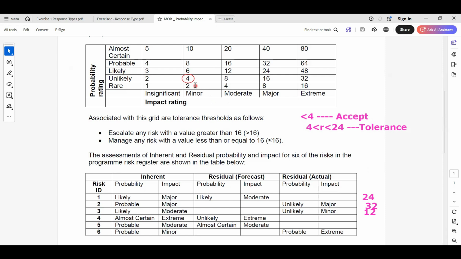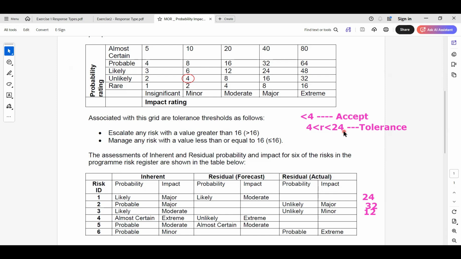Fine. We can accept. If the risk is, let's say, moderate and probable, should we accept or manage? Manage, right? Now, if the risk is major and probable, should we manage or escalate? Escalate, right? So beyond the tolerance. If it is crossing the tolerance threshold, then it should be escalated, right?